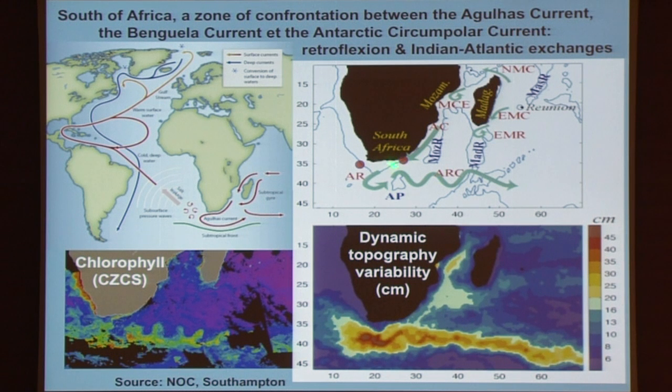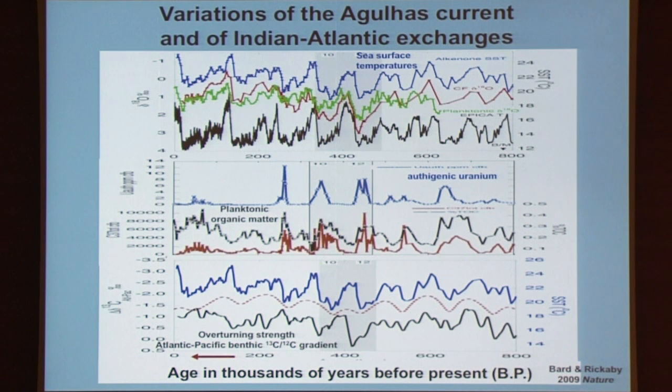One core was collected on the Indian Ocean side of the prime, and the other deep sea sediment core was collected by German colleagues on the western part, on the Atlantic part of the graphic. This is a graph showing, in fact, what we reconstructed versus time.